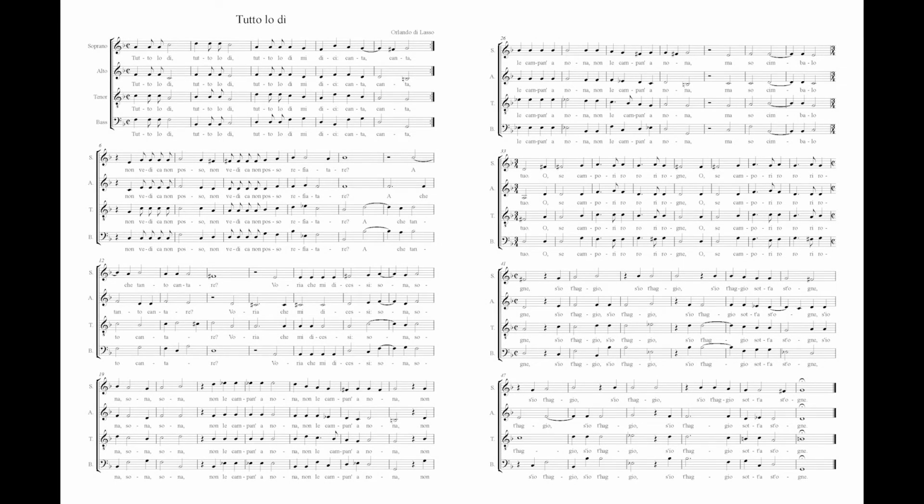And as a final example of the many tempo proportions that exist throughout the Renaissance era, I'll talk through Orlando di Lasso's frottola Tutto Lodi. Observe that the 2-2, or alla breve meter, is conducted with two half notes per measure, and the 3-4 meter with one dotted half note per measure, and as such, the duration of one tactus is different from the other, although consistent throughout the duration of the meter.